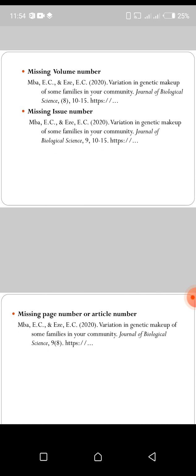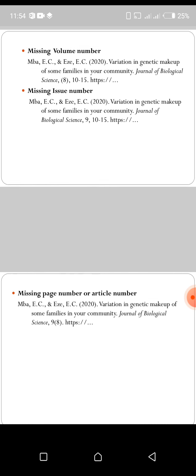Example there, we have Mba EC and Eze EC, published year 2020. Have the article title as usual. So let's look at it. Here, after the journal title, we have a comma. You can see there is no volume number. In the brackets, we have 8 as the issue number, no volume number. Reference without it, it is acceptable.